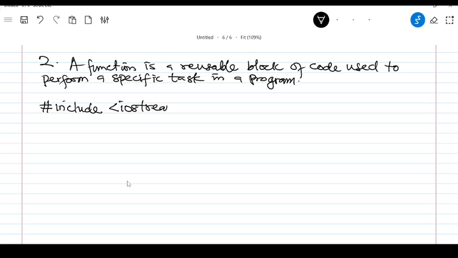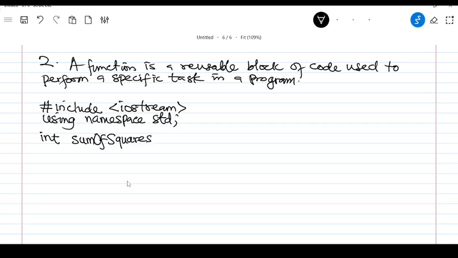Include iostream, using the standard namespace. So using namespace std, and then we're now going to do our sumOfSquares function. It's going to be an integer function. So int sumOfSquares. Okay, and it's going to require an integer number from the user.